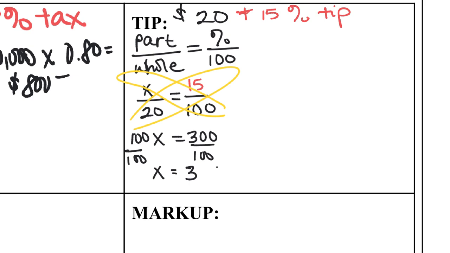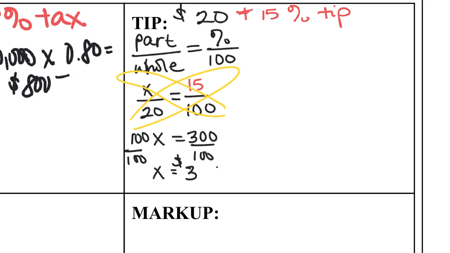So depending on what the Khan Academy is asking you, they're either going to say what is the tip, or they're going to say what is the total bill. If they just ask what is the tip, then the tip is just $3. However, if they ask what is the total bill, then the total bill would be $23.